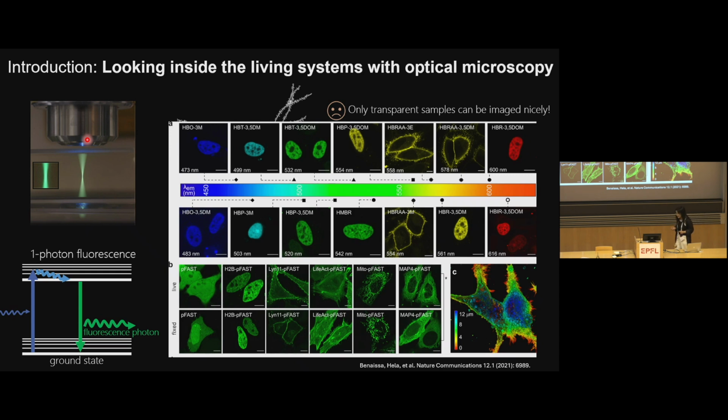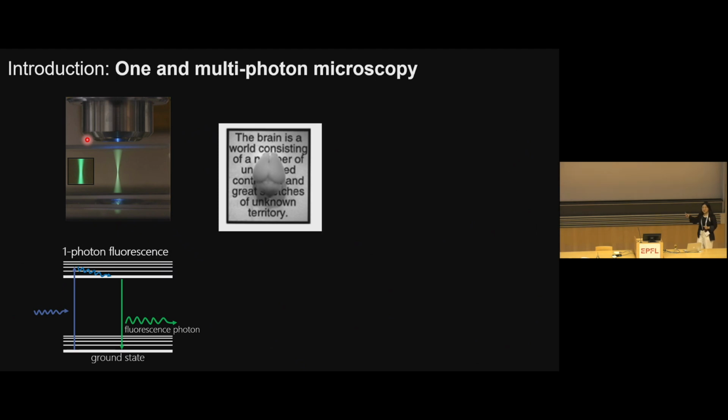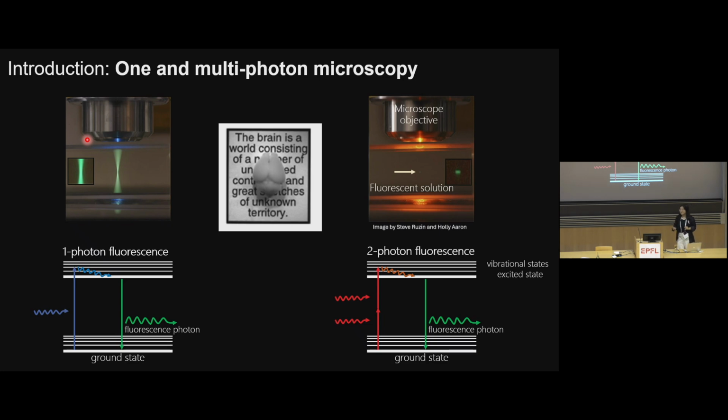But the issue there is that we can only image those neurons or those cells when they're outside of the living tissue, meaning that we only image them when they are transparent. So the issue when we want to image the cells within the living tissue is that the tissue itself, for example, the brain here, is naturally opaque. So we cannot even penetrate by our naked eye to see through the brain or our skin.